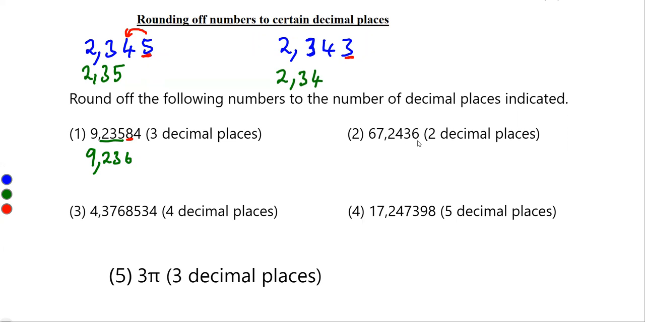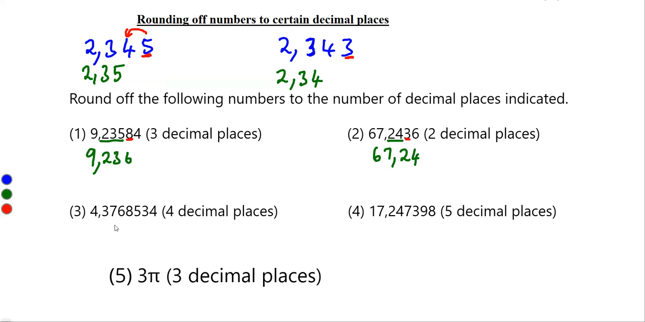What about here? 2 decimal places. How many decimal places do you need here? You need 2 decimal places. And what is the 3rd number here? You're looking at the number after the second decimal place. So here we are looking at 3, and 3 is below 5. So does it make any change? No. So it's going to be 67,24.